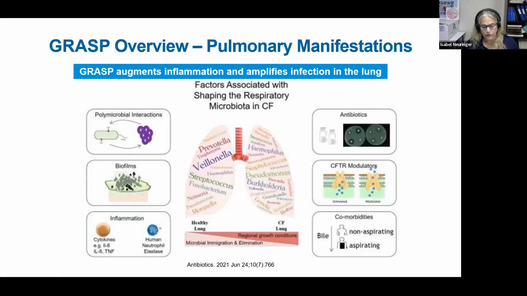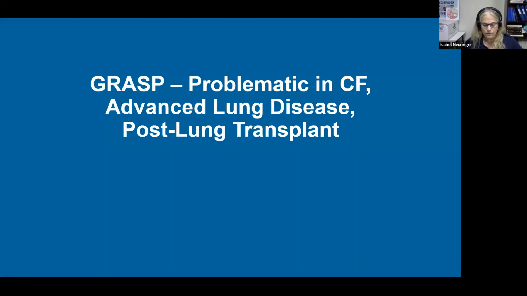This slide highlights the impact of GRASP in the lungs. Overall, GRASP augments inflammation and amplifies infection in the lungs. In both CF and transplant, some of these processes ultimately weigh in on the pathophysiologic state of the lungs. We have polymicrobial infections, we have inflammation with cytokines, and a prominent inflammatory marker called neutrophil elastase, the role of antibiotics which alter the lung physiology, comorbidities such as bile aspiration, which plays a significant role in GRASP. And in CF particularly, we have the impact of GRASP on biofilm formation, as well as the impact of CFTR modulators. We are focusing upon GRASP since this is problematic in people with CF, advanced lung disease, and post-lung transplant.